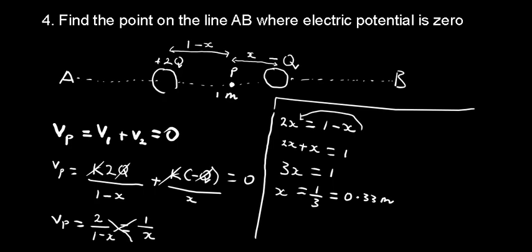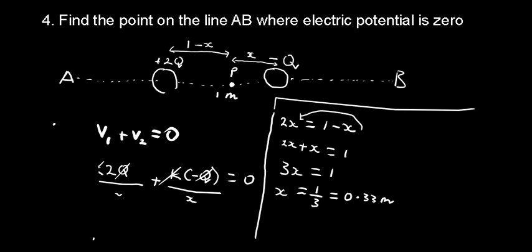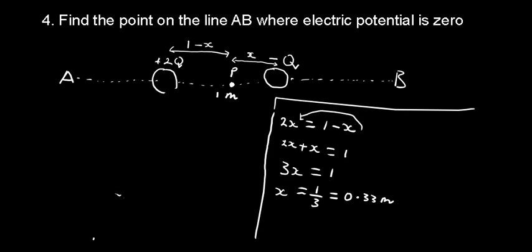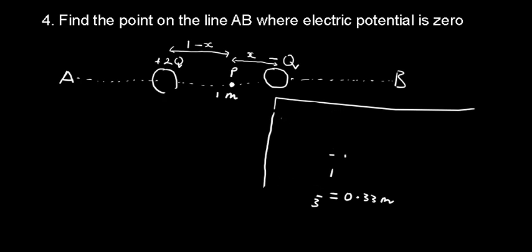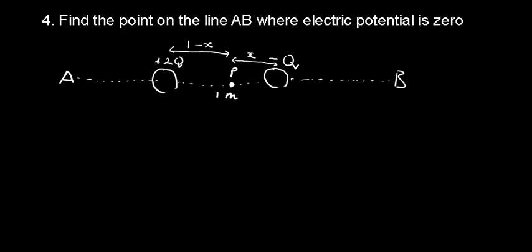Okay, so let's go ahead and look at the second case, where we can also place it so that the electric potential will be 0. Let's look at that. Okay, let's look at case 2. Then we also have this. Let's look at this also.